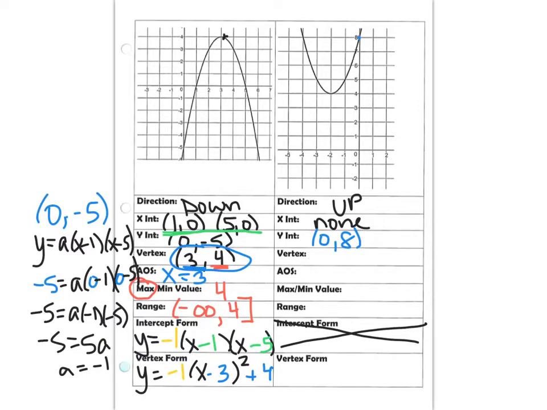My vertex is at -2, +4. Axis of symmetry is x equals the x value of my vertex, so -2. This graph has a minimum, and my minimum value is the y value of the vertex, which is 4. That helps me with my range. My lowest value for my range is 4, and then it goes up to +infinity.